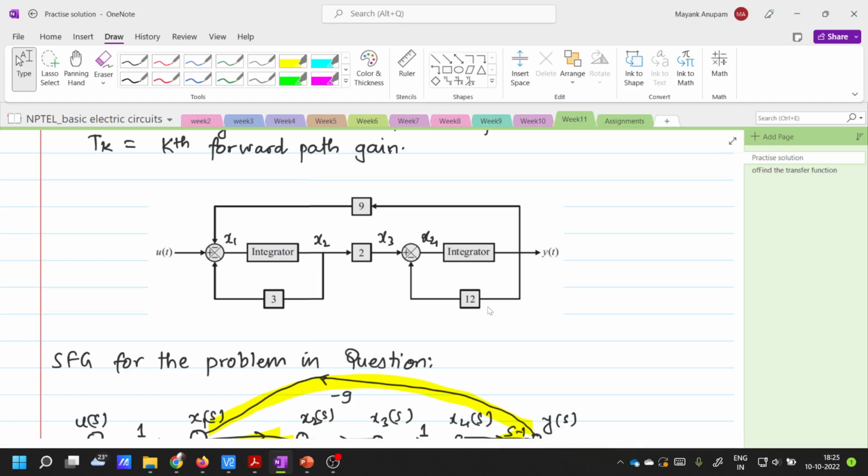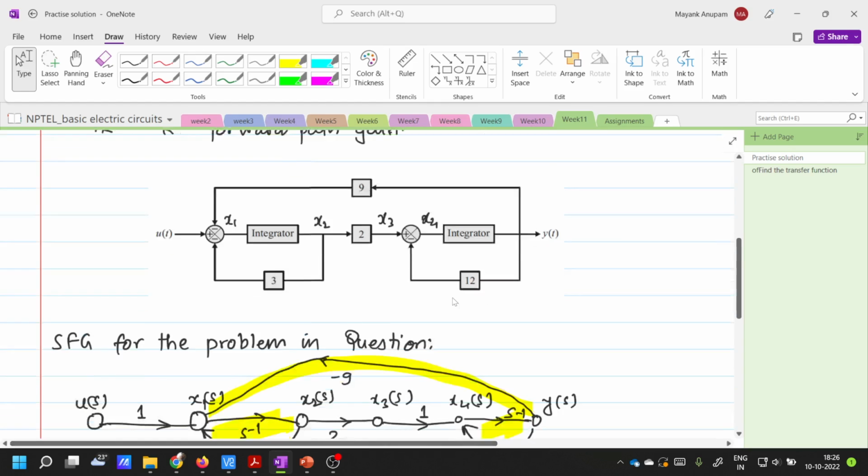So you have already learnt about Mason's rule, right? Mason's rule is actually used to find the transfer function between some particular nodes, from one signal node to another signal node. If you want to find the transfer function, that is where you use Mason's rule. Okay, so here also you can use Mason's rule, but what is it applicable for? It is applicable for signal flow graphs, but here it is not a signal flow graph, it is a block diagram. So first you have to convert this into a signal flow graph, right?